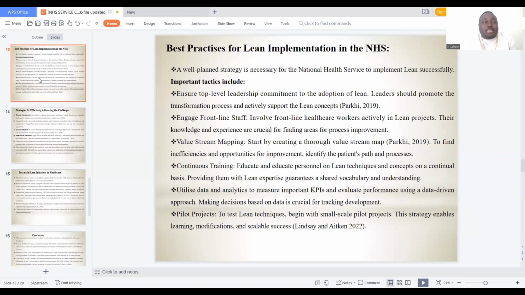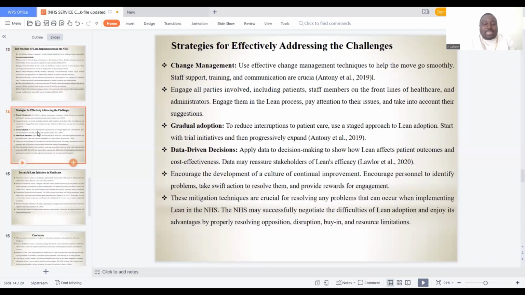Implementing lean in the NHS requires a well-planned strategy, including top-level leadership commitment, engaging frontline staff, value stream mapping, continuous training, utilizing data analytics, and starting with small-scale pilot projects to test and refine lean techniques. These practices ensure effective implementation, process improvement, and healthcare transformation challenges.